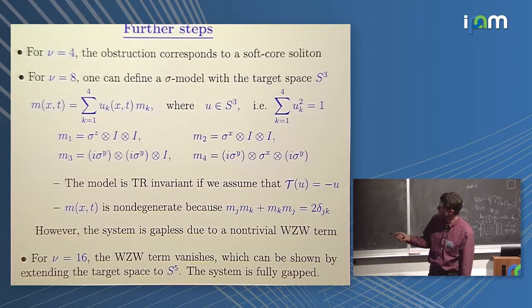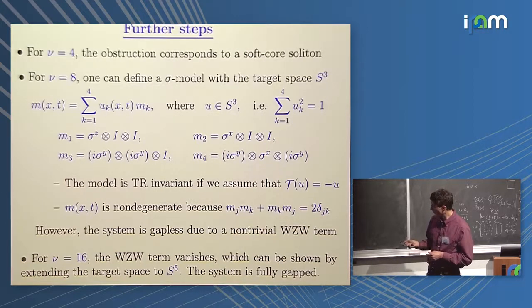And we write the mass term in this form. There are coefficients u_k that depend on x and t, and some basis matrices M_k. There are 4 basis matrices, and the order parameter is a sphere, and we call this a sigma model with the target space S3. Now, this sigma model can be defined in field theory. It will have some dynamics. The question is whether this dynamics is gapless or gapped.